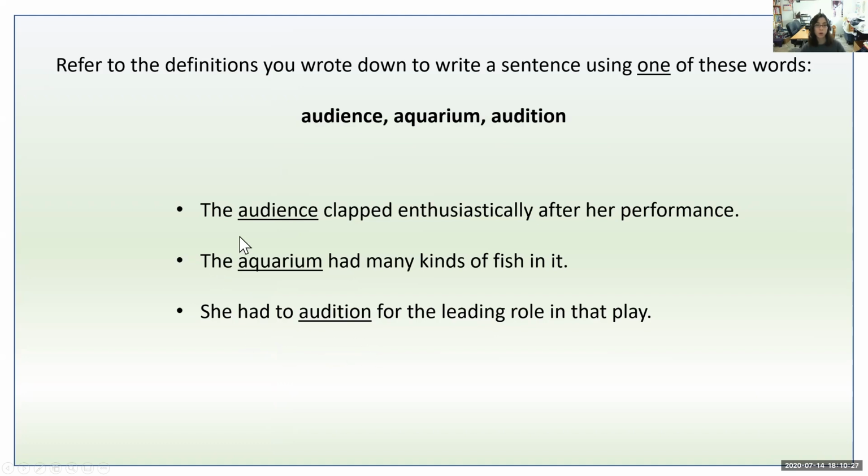So audience uses the root word aud, which means to hear. Aquarium uses the root word aqua, which means water. So the container full of water, which is aquarium, had many kinds of fish in it. And then audition has that root word aud, which means to hear. She had to audition, she had to try it out for the leading role in that play.